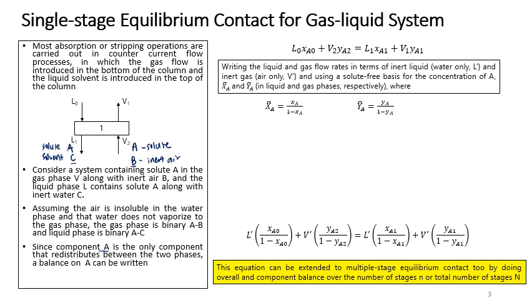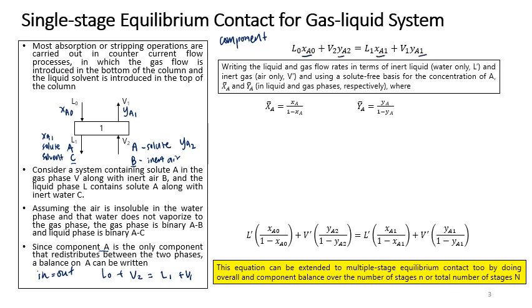Let's say in this V2 stream here, you have the concentration of solute A, YA2, and the concentration of solute A in the outlet gas stream V1 is YA1. In L0, the concentration of solute A is XA0, and in L1, the concentration of solute A is XA1. So you know the material balance is in equals out. The total material balance is L0 plus V2 equals L1 plus V1, but for component A, you can write down the balance just by adding the composition of component A in the respective streams.